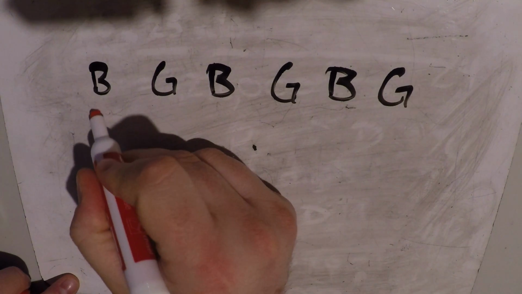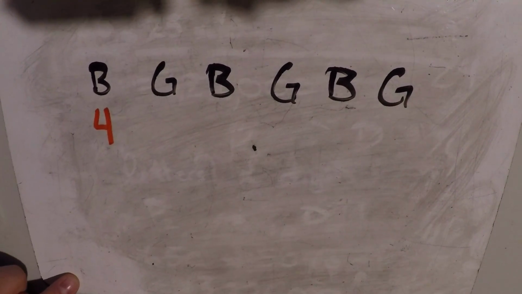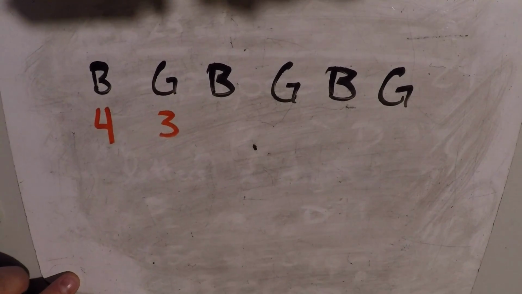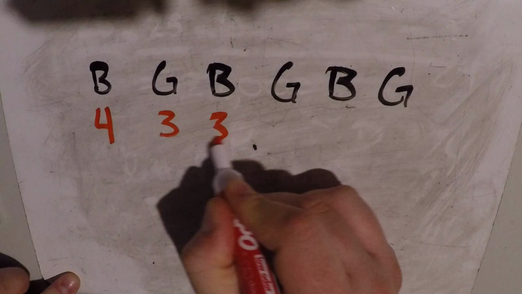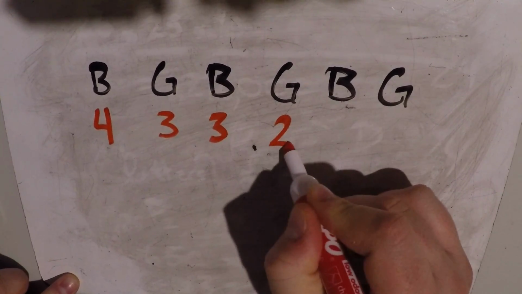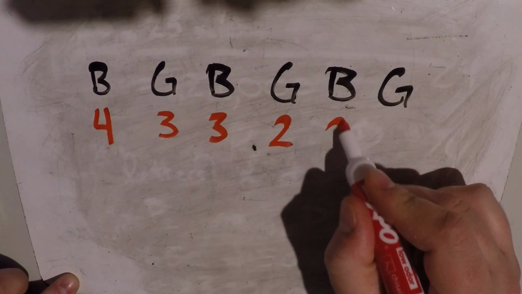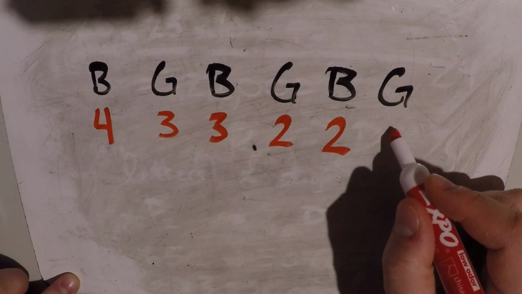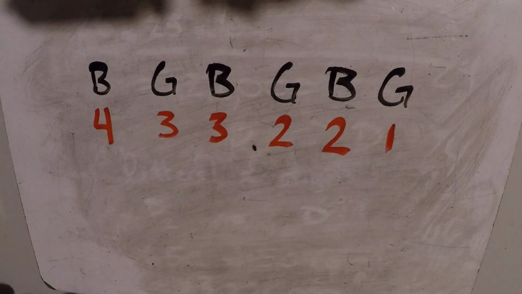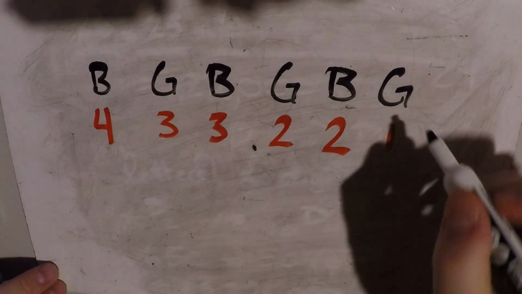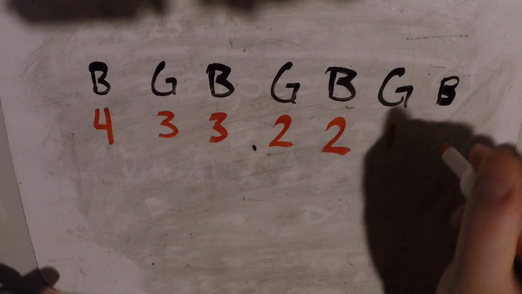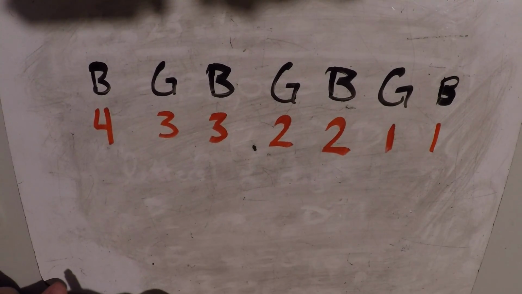Well, we haven't used up any boys yet, so 4. How many girls are eligible? Again, we haven't used any up, so there's 3. How many boys? We've used 1 up. 3. Girls, we've used 1 up. 2. Boys, we've used up 2. Girls 1. I just realized we're short 1 boy. Mathematically, it's a 1. It's not going to matter, but let's dump that in there.